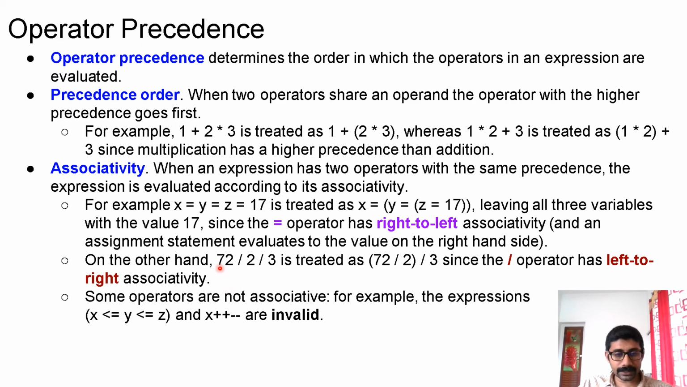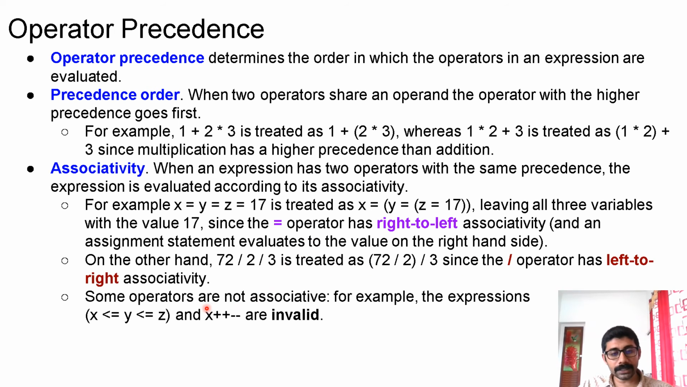Let us consider another case: 72 / 2 / 3. How to evaluate this? In this case also, we have multiple operators with the same precedence. So precedence order will not help us. I have to look for the associativity of the division operator. For the division operator, associativity is from left to right. So I have to start evaluating from left. So 72 / 2 will be evaluated first. Then that result divided by 3. So this is how we have to evaluate.